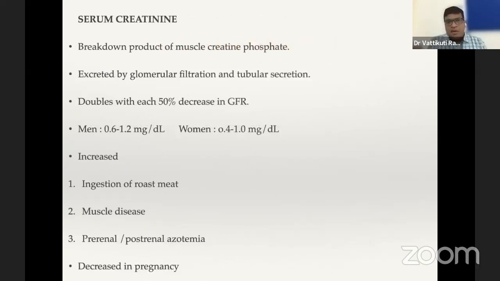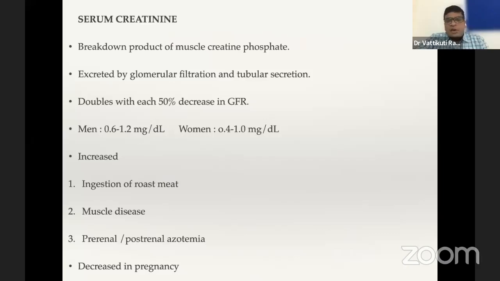Then the other parameter you are looking at is serum creatinine. Basically, it is because of the breakdown of muscle creatinine phosphate, and it is excreted by glomerular filtration and tubular secretion. Why it is important is that any increase in the serum creatinine tells us that the glomerular filtration rate is falling. That means the kidney is under-functioning.